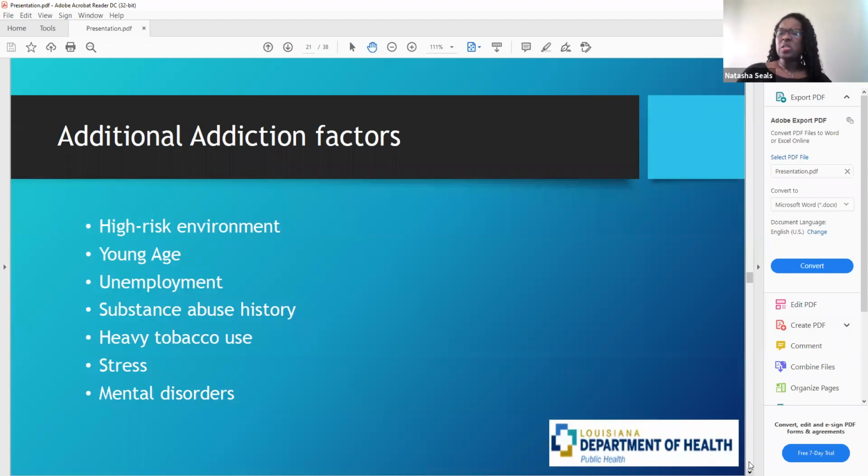Substance abuse history, as well as heavy tobacco use. Everyone knows of all the dangers of using heavy tobacco, yet people still use tobacco. So some would say if you're willing to take the risk of using tobacco, you may be just as likely to do that with opioids. Stress is a factor, as well as mental health disorders.